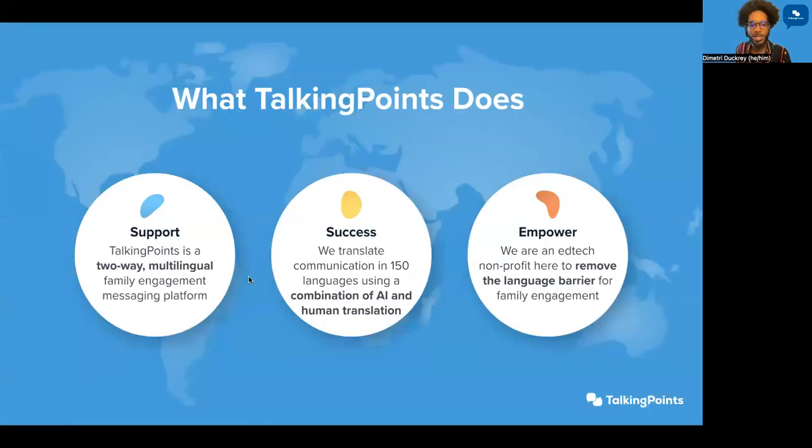So quickly, just to know about Talking Points, we are a two-way, multilingual family engagement messaging platform, which I know is a mouthful. For me, one of the most important pieces is that two-way piece where now you and your staff can send information to families, but they can also send information back. They can respond. They can send pictures and videos. So it really allows for, once again, two-way communication. We do support translation in 150 languages using a combination of AI or machine learning, as well as human translators as well.